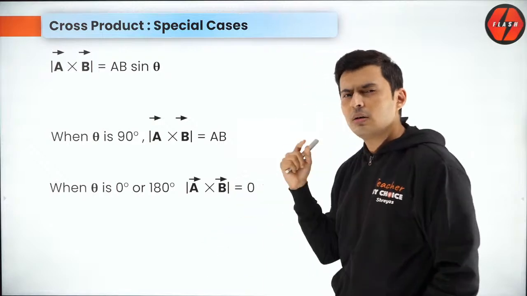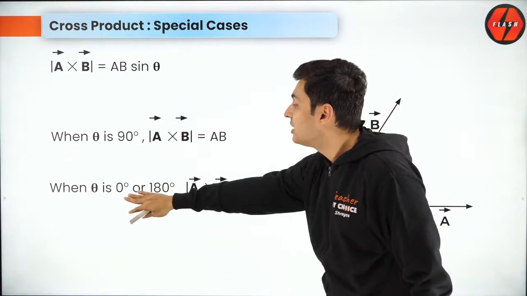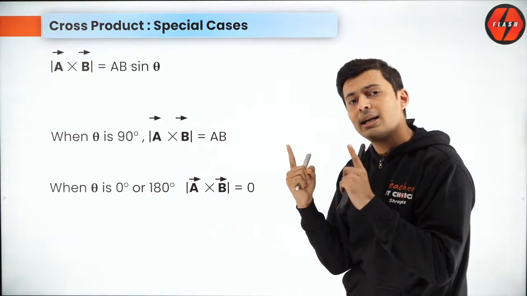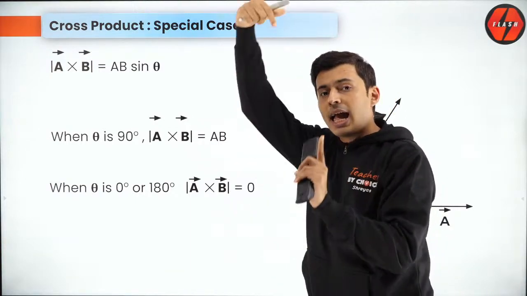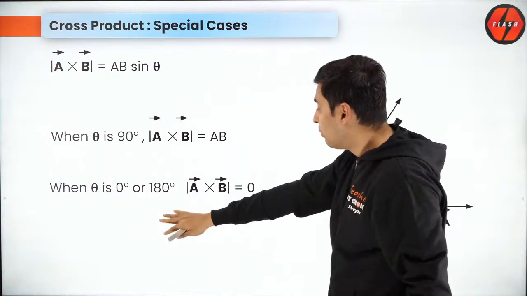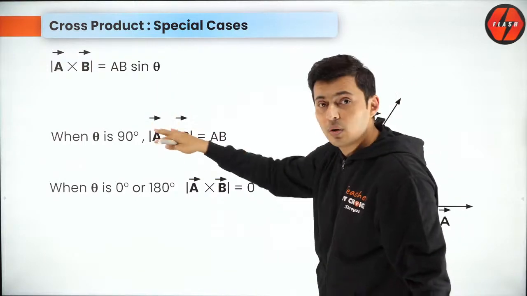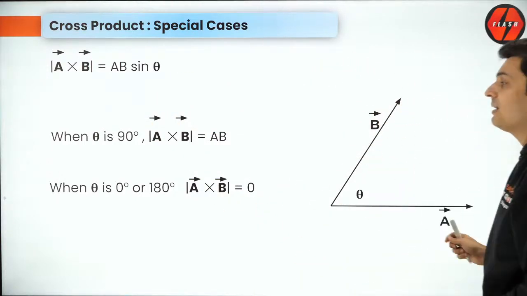A cross B is AB. That's the maximum value. And what's the minimum value when theta is 0 or 180? Parallel or anti-parallel? Parallel means 0 degrees. Anti-parallel means 180 degrees. Both times sine 180 or 0 will be 0. Remember that. So very, very important rules.